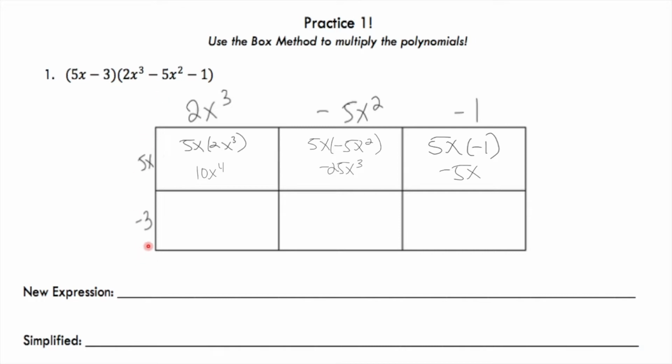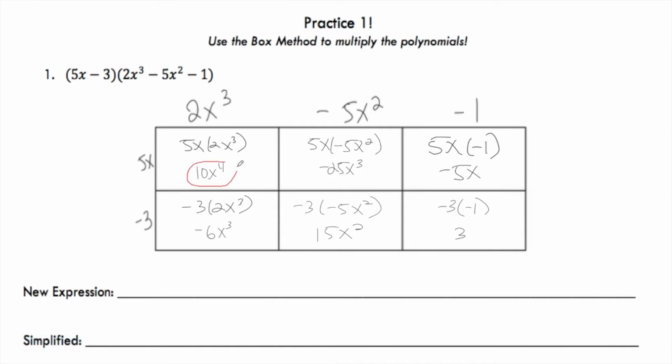So now I have negative 3 times 2x cubed. That's going to be negative 6x cubed. Negative 3 times negative 5x squared, I have positive 15x squared, and negative 3 times negative 1 gets me positive 3. Now I've distributed this negative 3 to each term in my trinomial. So now let's look at all of our final answers.